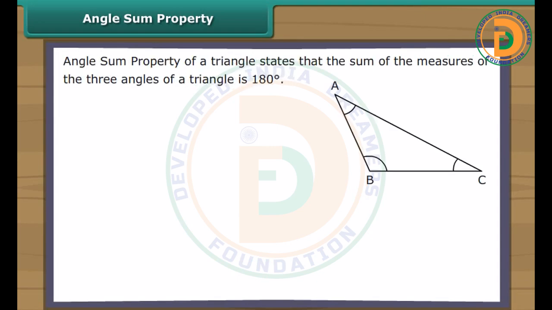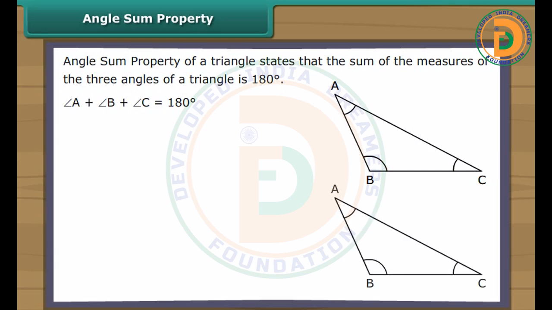Angle sum property of a triangle states that the sum of the measures of the three angles of a triangle is 180 degrees. In the figure, angle A plus angle B plus angle C is equal to 180 degrees. Let us now prove the angle sum property of a triangle.